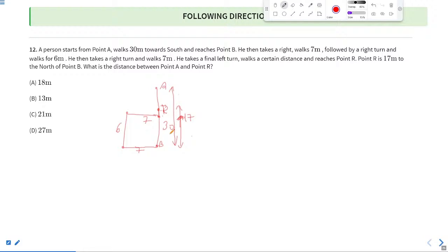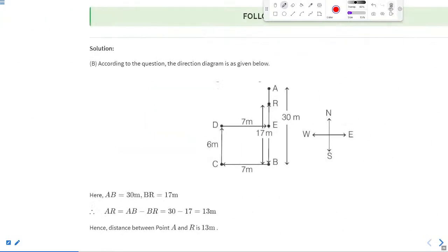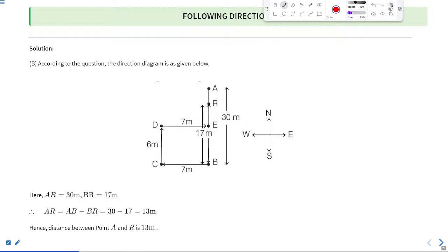Okay, so it's clear he's moved west and east 7 meters, so that cancels out. He moves 6 meters north, and then 17 meters out. If A and B are at a distance of 30 and B and R are at a distance of 17, therefore A and R will be at a distance of the difference between these two, which is about 13 meters. So the answer is 13. Yeah, that's the answer.